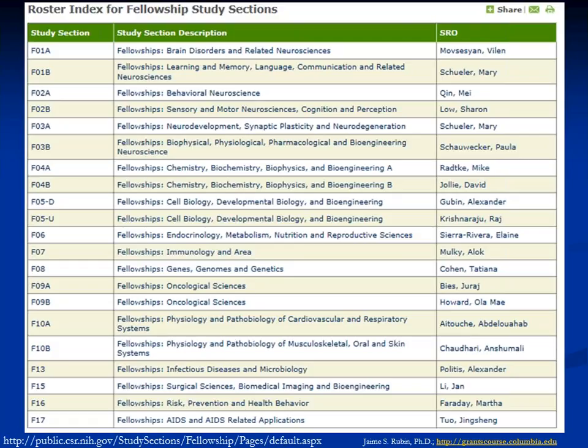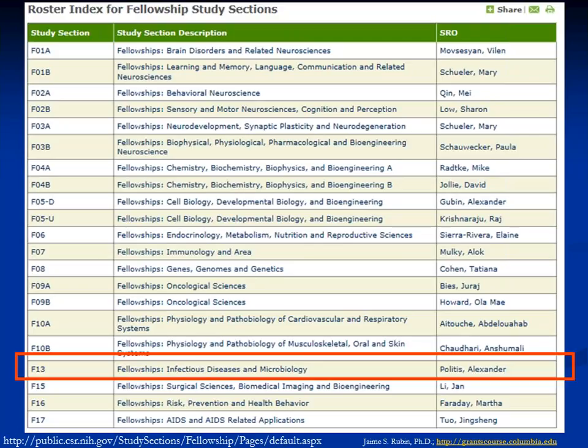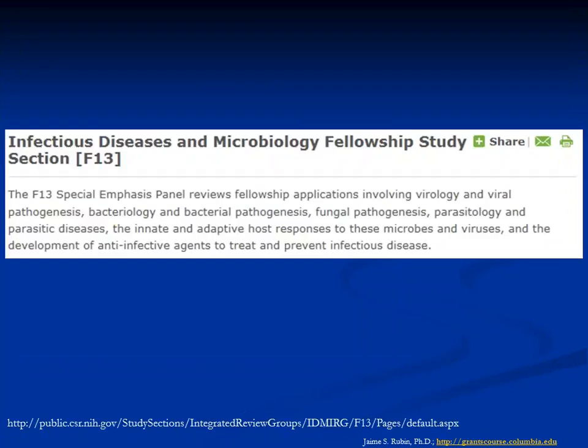And one can continue to get information as one drills down to make sure that this is the right study section for you. So for instance, if we looked at F13, which is for infectious diseases and microbiology, it will give you 2 or 3 sentences overview on the research areas that are seen by this study section. And so you can have an initial idea whether this is the right study section for you or not.